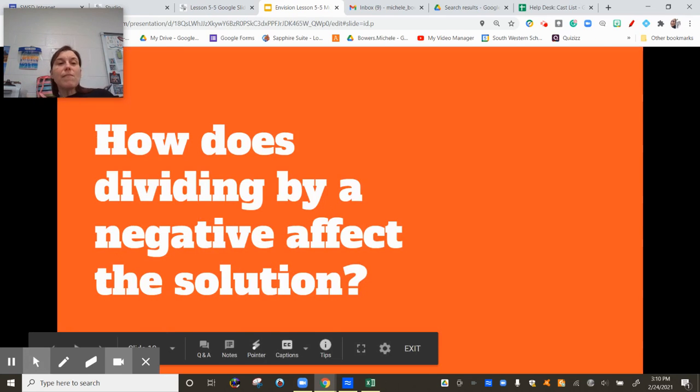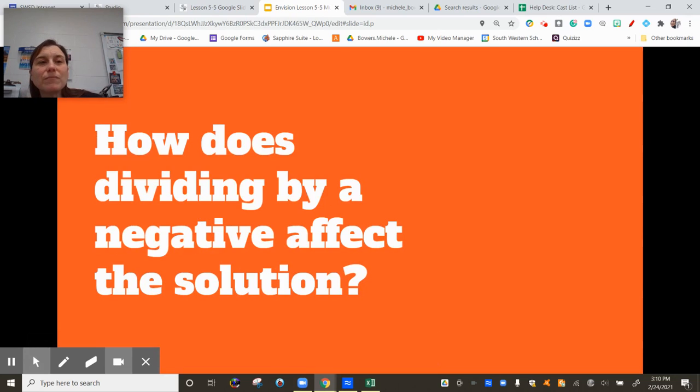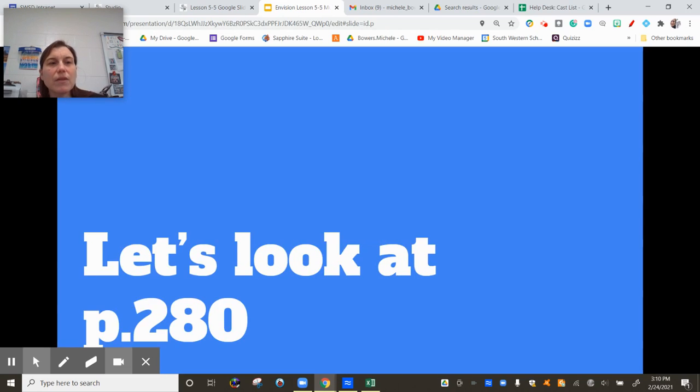So if you noticed, the very first one and the very last one we just did, both of those when we divided, the number we divided by was a negative. So you have to be careful when dividing by a negative.